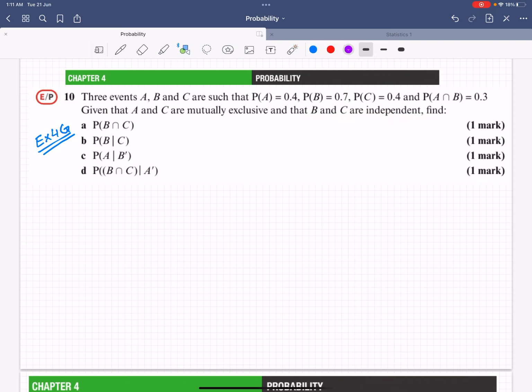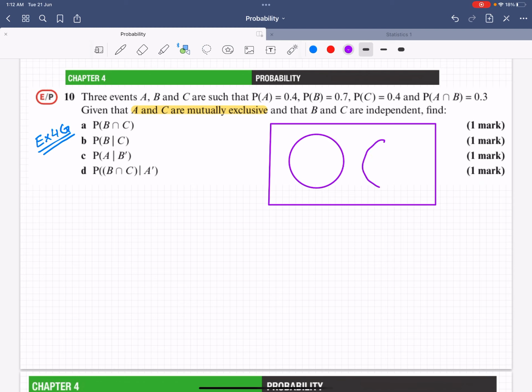Using this information, let's draw the Venn diagram. We have three sets, A, B, and C, and A and C are mutually exclusive, which means the two sets do not intersect. This is A and this is C. B and C are independent, so let's draw the circle B. This is our B. Now it's given that B and C are independent events.